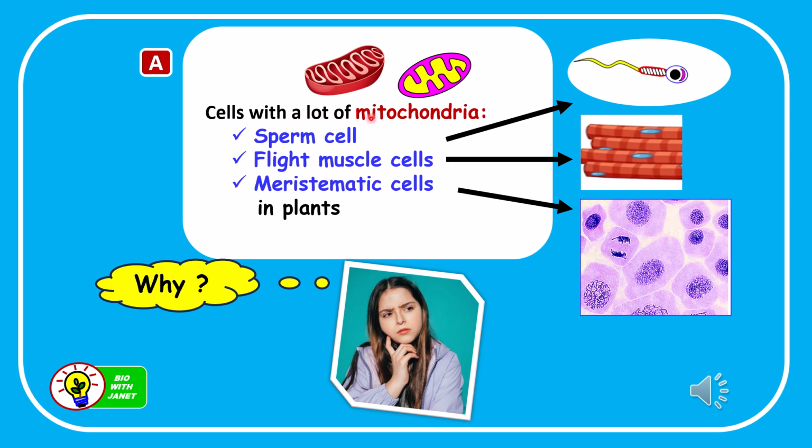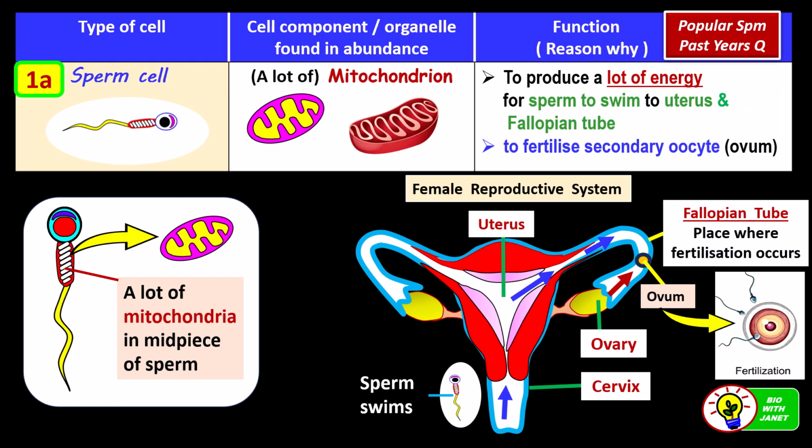So why do these cells have a lot of mitochondria? Now this organelle is shown here. This is a 3D picture of a mitochondrion, and this is a 2D picture which you are expected to know from. Okay. Now why do all these cells, the sperm cells, flight muscle cells, and meristematic cells in plants, have a lot of mitochondria? Let's find out. So let's start with the sperm cell in more detail now.